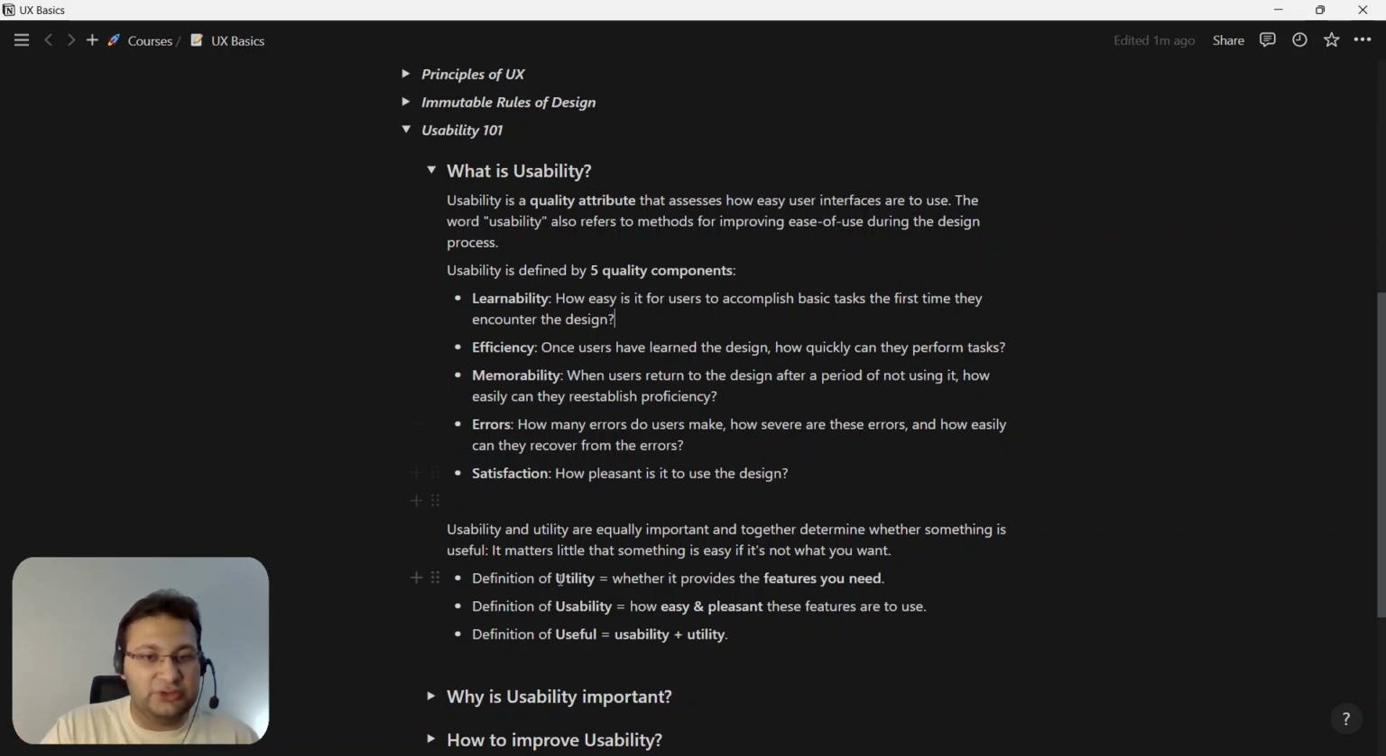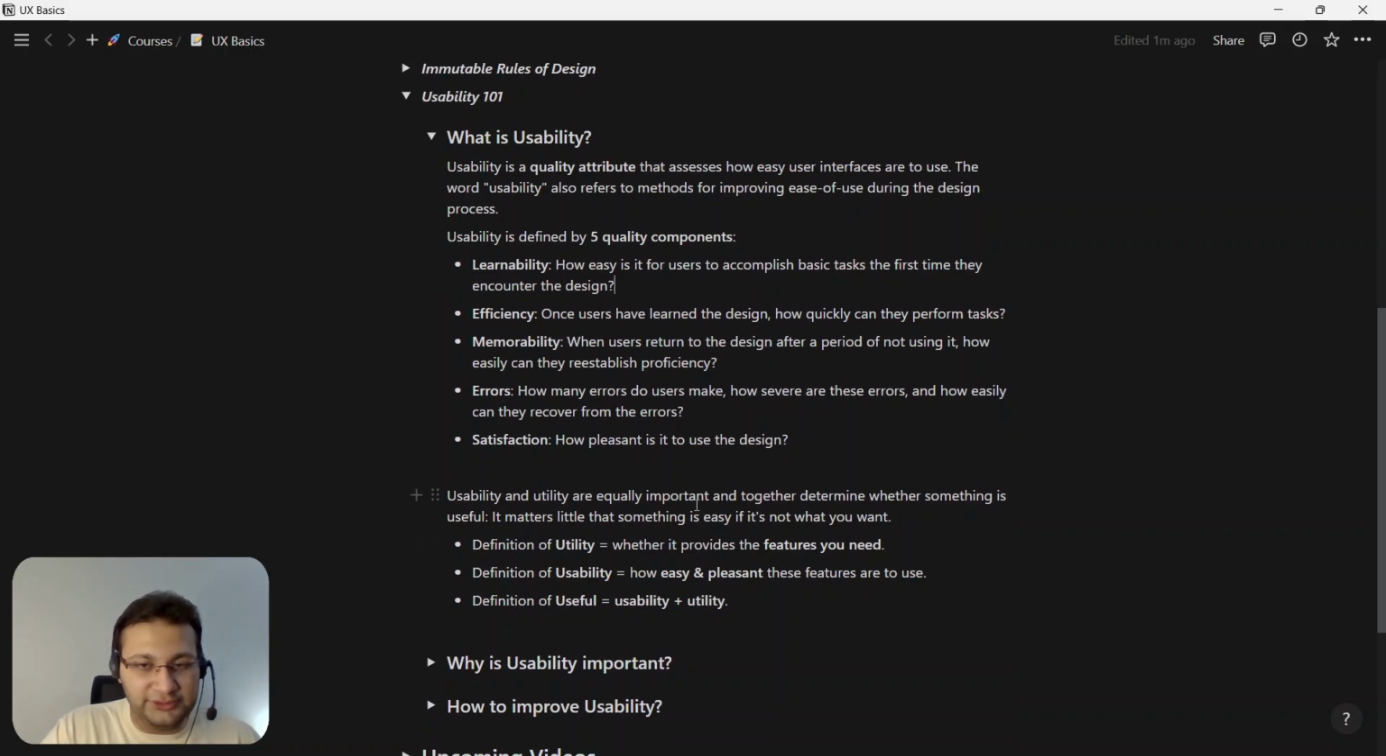So usability and utility are equally important, and together determine whether something is useful. It matters little that something is easy if it's not what you want, right? Utility is whether it provides the features you need.